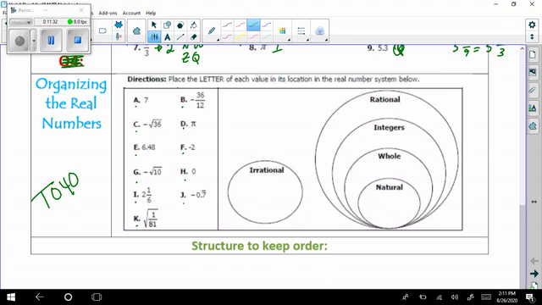Now we have some structure here, so pause me and do that. I do want you to transfer this over onto your Pear Deck as well, so I can see it there. I prefer you actually use your Pear Deck as your note-taking structure.